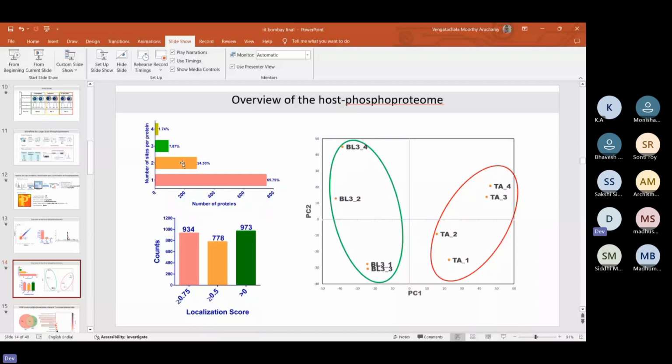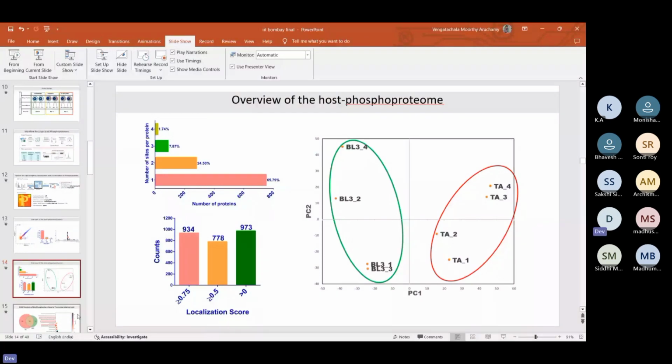And when you look at the localization probability, the distribution is something like this. Around 934 phosphosites have a localization score of 0.75 or more. And for all our downstream analysis, we have only kept this particular localization score to identify the most stringent ones. And this principal component analysis represents that the infected and the control ones are behaving separately.